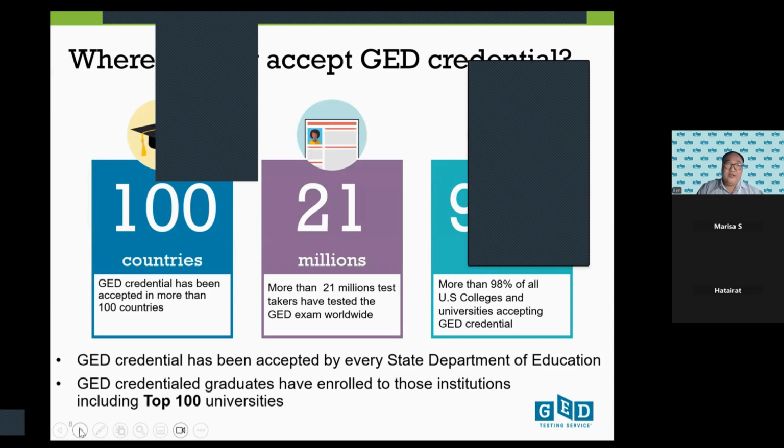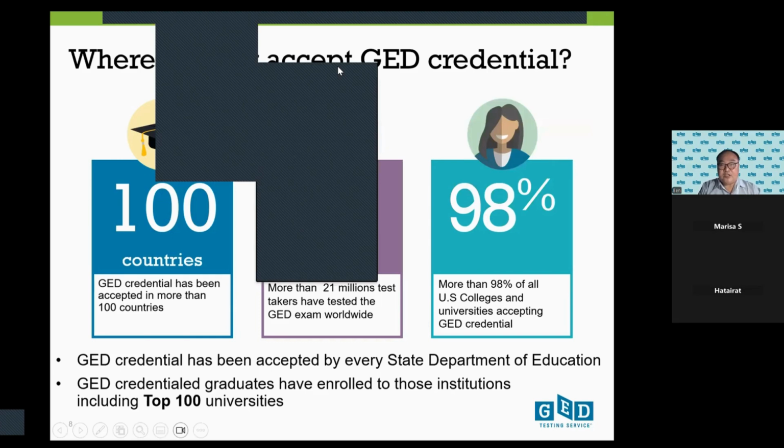What are they? So 100 is the number of countries, 100 countries where our credential has been welcomed. So it's not a small number. We have more than 21 million test takers who have taken the GED exam worldwide. And in the US itself, more than 90% of US colleges and universities accept the GED credential.